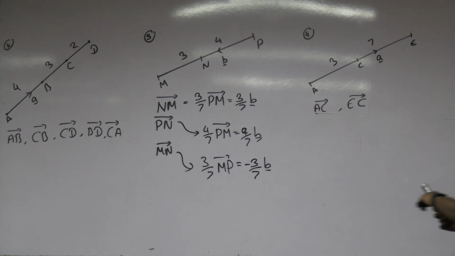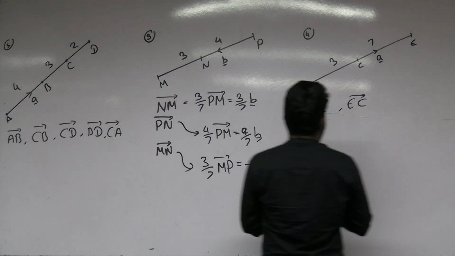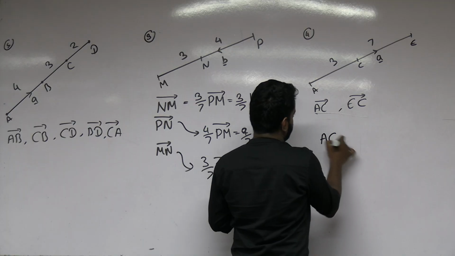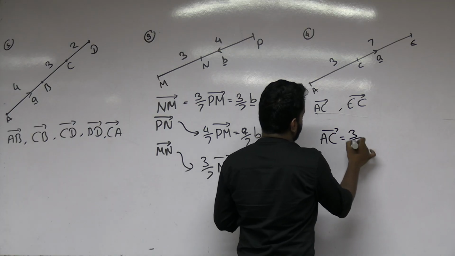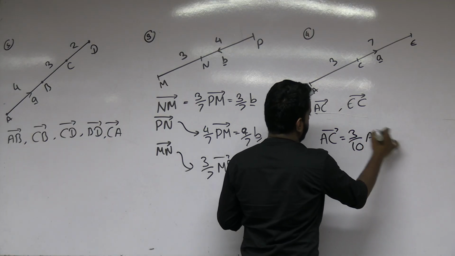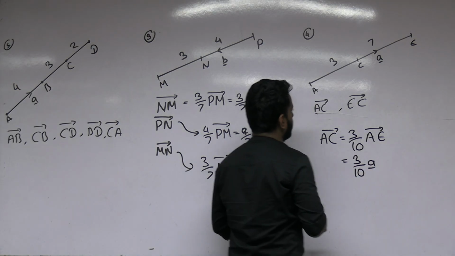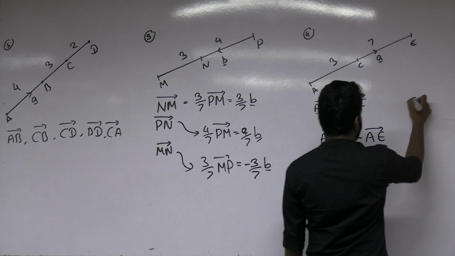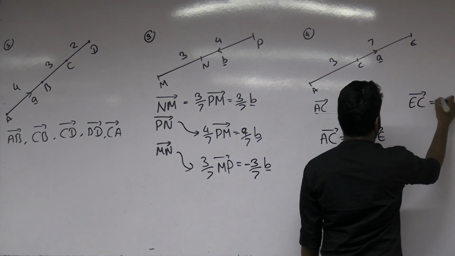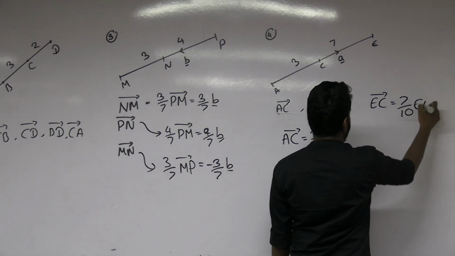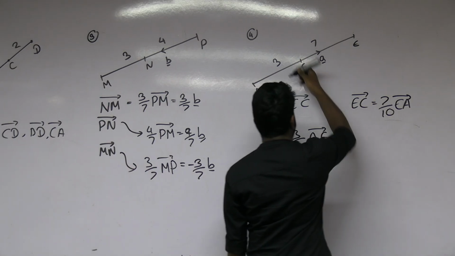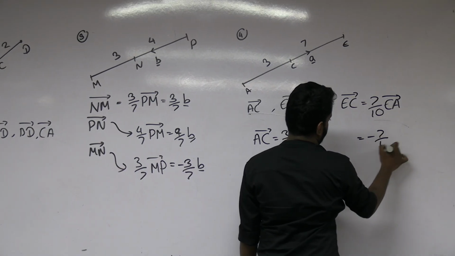Right, so here we can write the vector AC. The ratio of AC is 3 over 10 AE. The vector AE is simply A, so it is 3 over 10 simple A. And the vector EC, the ratio is 7 over 10 EA. EA is minus A, so minus 7 over 10 A.